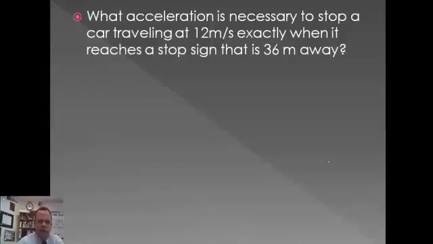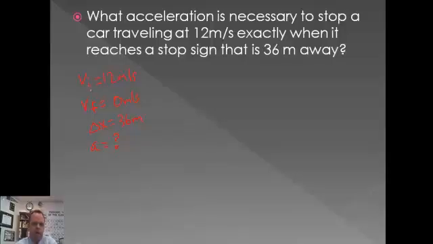Okay, what is the acceleration necessary to stop a car traveling at 12 meters per second exactly when it reaches the stop sign that is 36 meters away? Okay, the given variables here: it's traveling at 12 meters per second, that's the initial velocity. The final velocity is going to be 0 because it's going to come to a stop. The displacement is 36 meters, and we're looking for the acceleration. So we list all the variables we know plus the one we want to solve for.